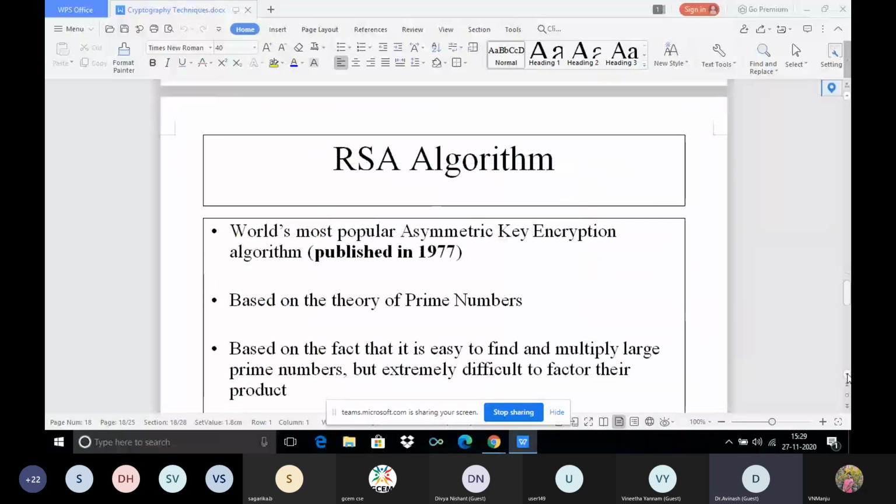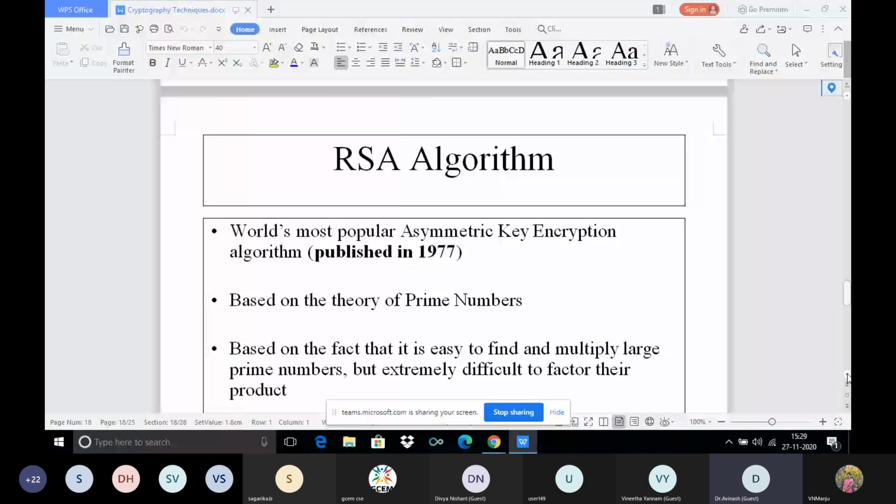Next algorithm which we are going to discuss here is the RSA algorithm. RSA is the most popular asymmetric key encryption algorithm, which was published in the year 1977, and this particular algorithm was based on the theory of prime numbers.